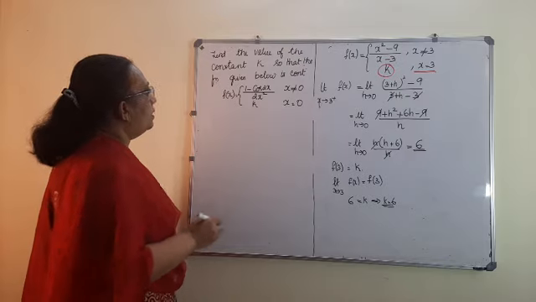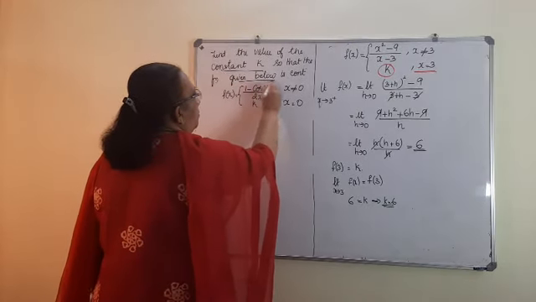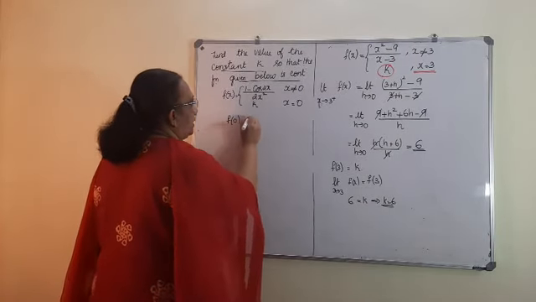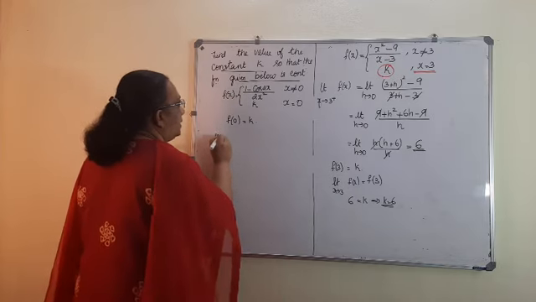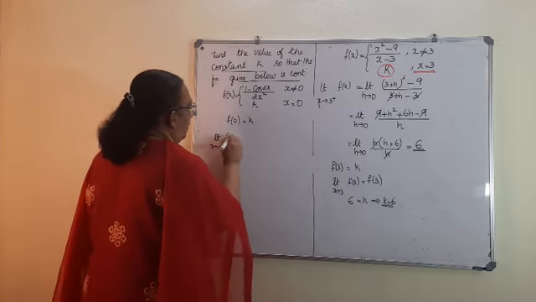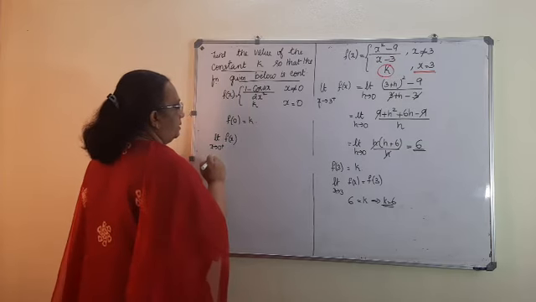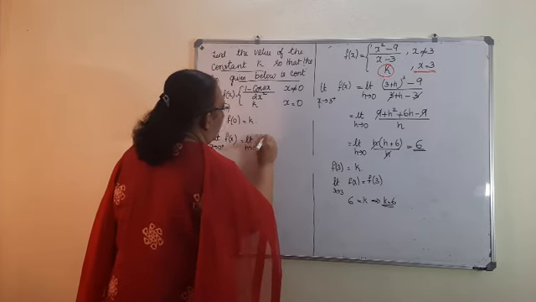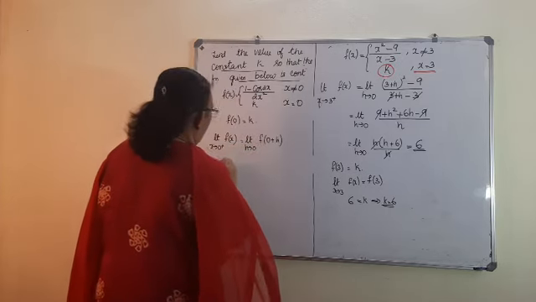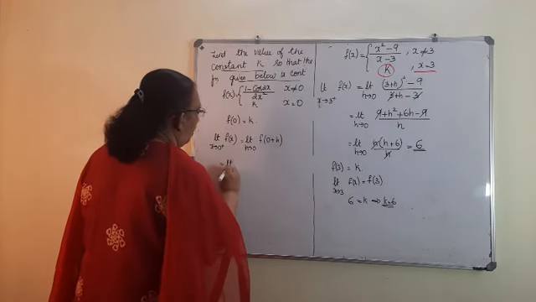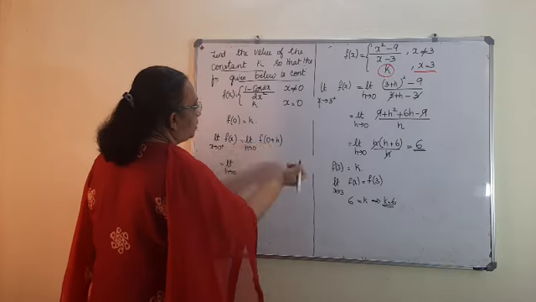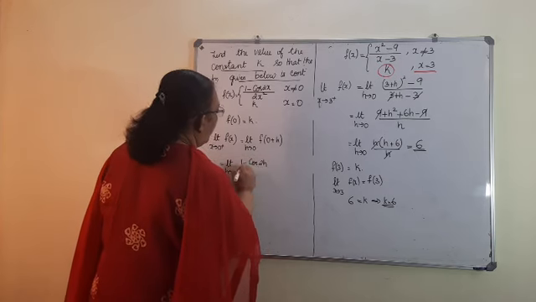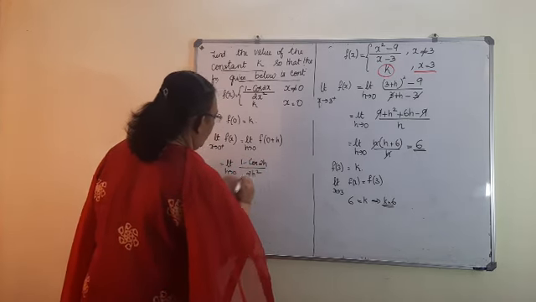So find the value of the constant k. The function given below is continuous. f of 0 is equal to k. Limit x tending to 0, f of x, or 0 plus h, is equal to limit of h tending to 0 f of 0 plus h, which is 1 minus cos 2h divided by 2h squared.